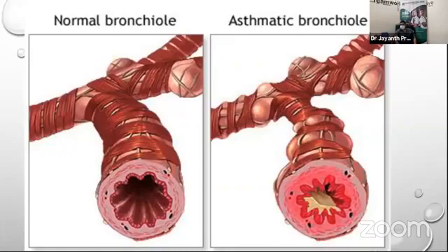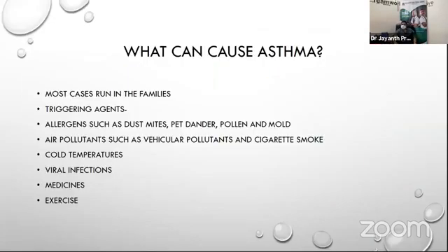This is how our airway usually looks internally. But when a child or someone has an asthmatic attack, the bronchiole opening, the passage of the bronchiole, becomes narrow because of the inflammation or the reaction. So let's look at what actually causes these asthmatic attacks.